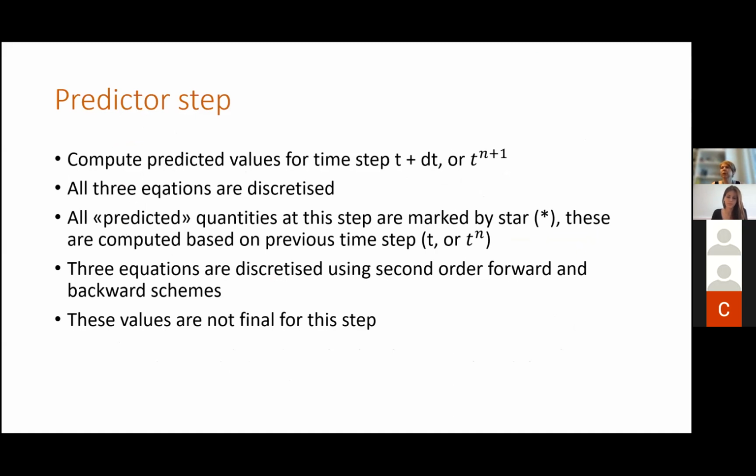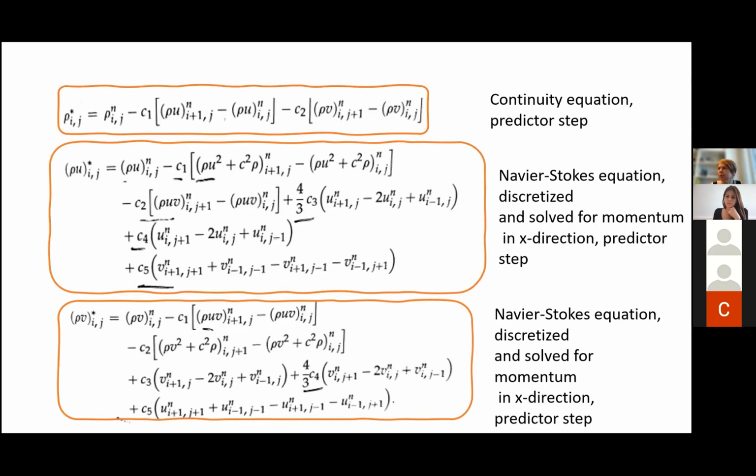So to sum it up, for the predictor step, we compute predicted values for our quantities, discretizing these three equations: continuity and momentum. Density times velocity is momentum per unit mass. So we have to discretize them on predicted quantities, which we are marking with a star. This will be computed based on the previous step. And they are, of course, not final, because we need to go to the next step. So how will this look when discretized?